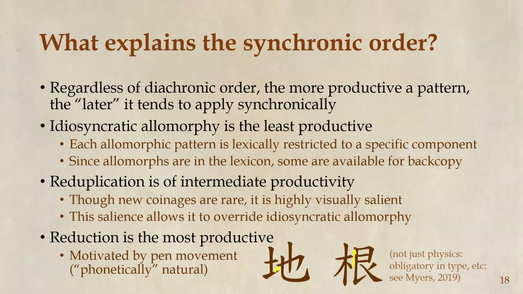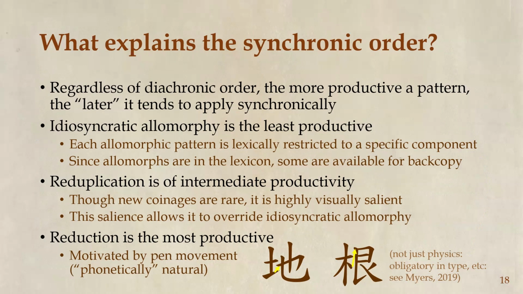Well, what I think is going on is that regardless of diachronic order, the more productive a pattern, the later it seems to apply synchronically. So idiosyncratic allomorphy is the least productive of these three patterns because each allomorphic pattern is lexically restricted to a specific component, and allomorphs are in the lexicon, as shown by the fact that they're available for back copy. So it's a very unproductive process, and that's why it seems to be the first process synchronically.